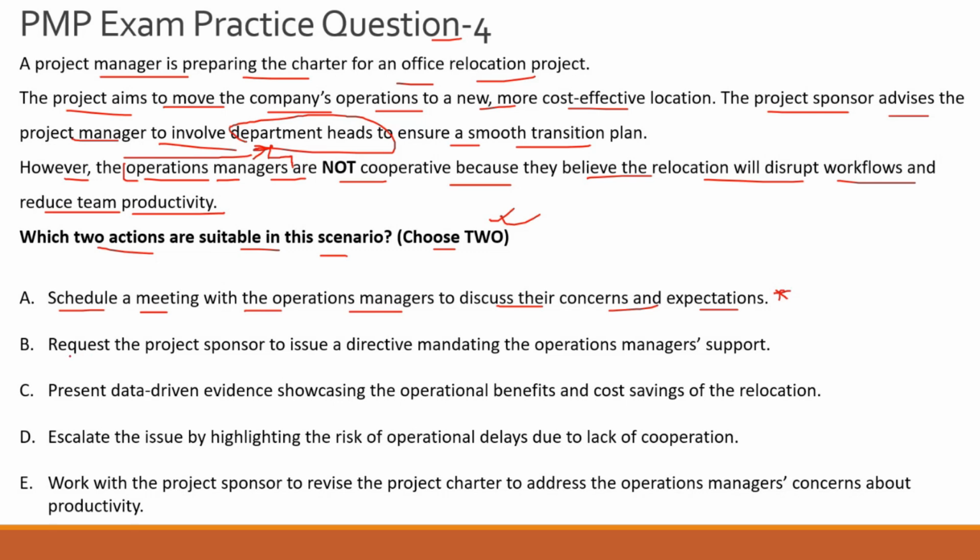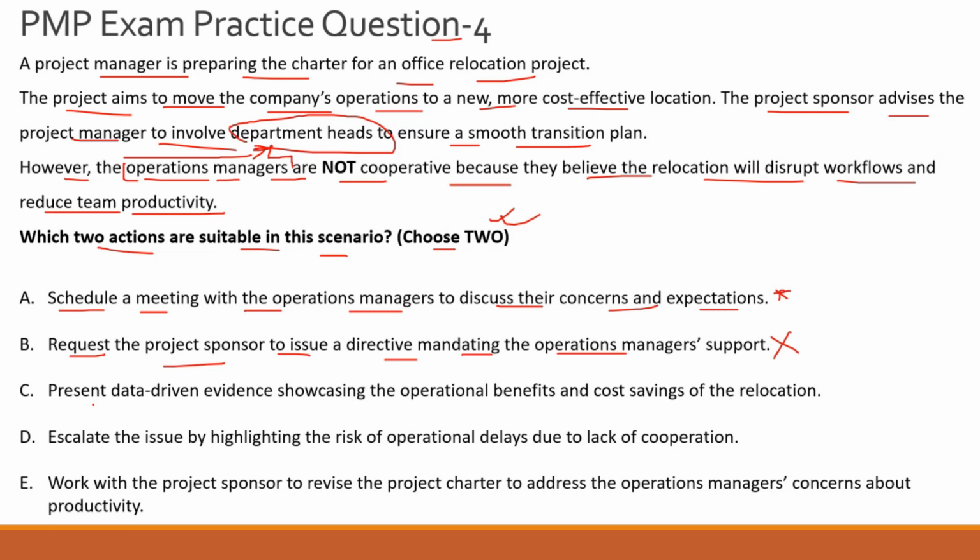Option B: request the project sponsor to issue a directive mandating the operations managers' support. Of course, this is incorrect, right? This is pure bureaucracy, like your way or the highway, right? You are requesting your project sponsor to issue a directive or a mandate to make the operations managers support you without any question. That is not good project management, right? So option B is definitely incorrect because it is highly bureaucratic and, let's say, autocratic as well.